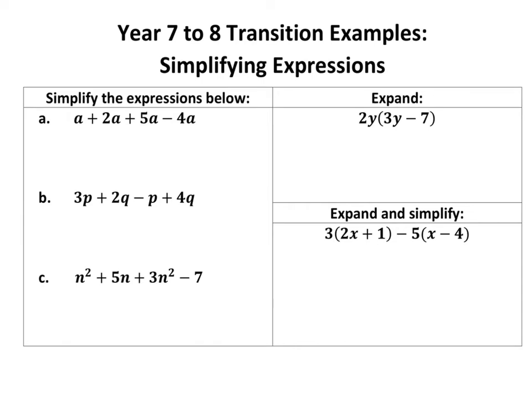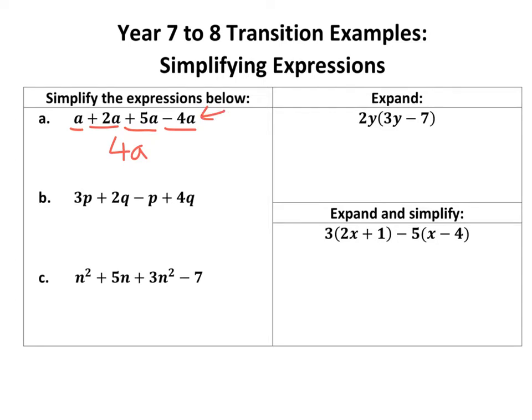Right, we're looking at simplifying expressions here, and the first part we've got to simplify is that expression with loads of a's in. So we've got 1a here, plus 2a's, plus 5a's, take away 4a's. Essentially you're going 1 plus 2, which is 3, plus 5, 8, take away 4, leaves me with 4a's. Remember this is 4 lots of a, or minus 4 lots of a.